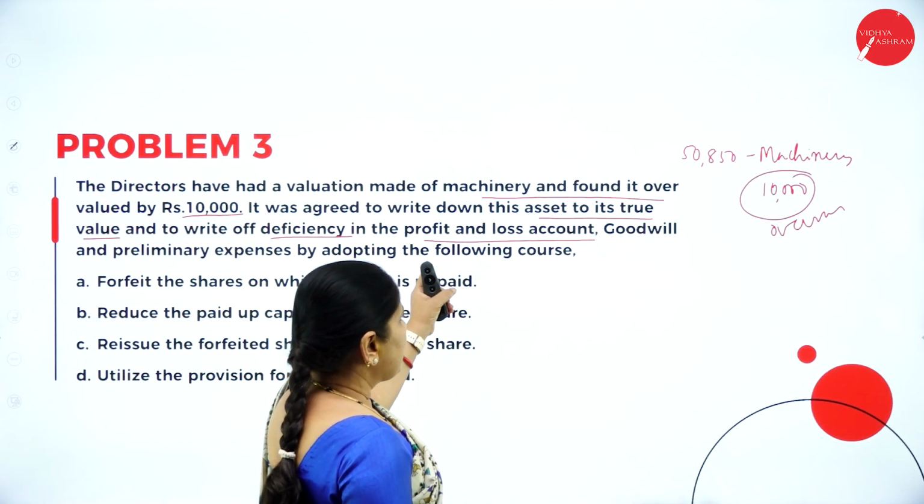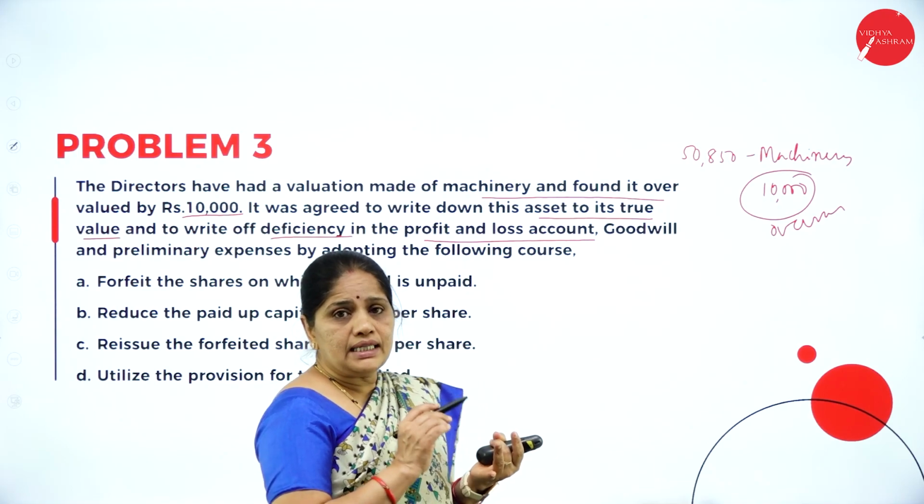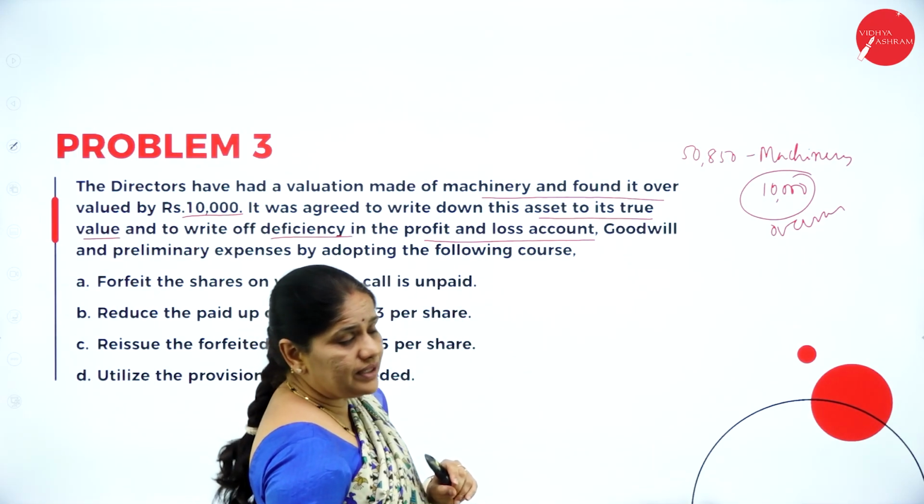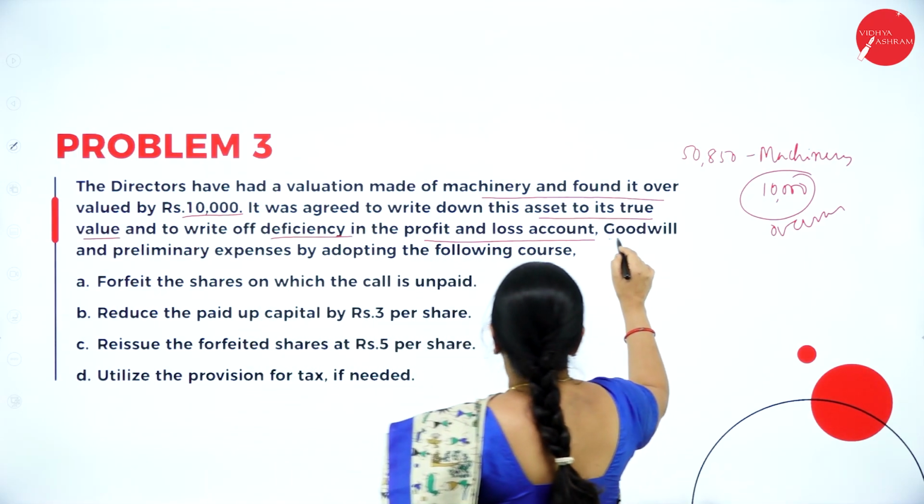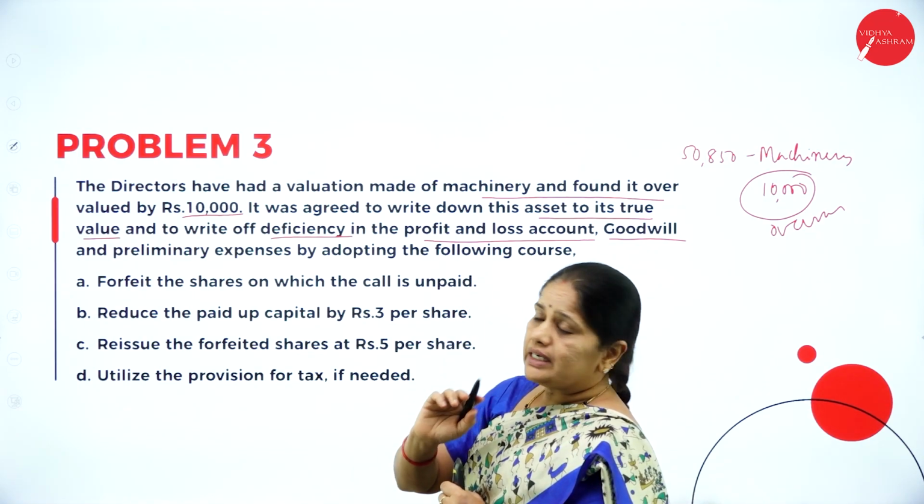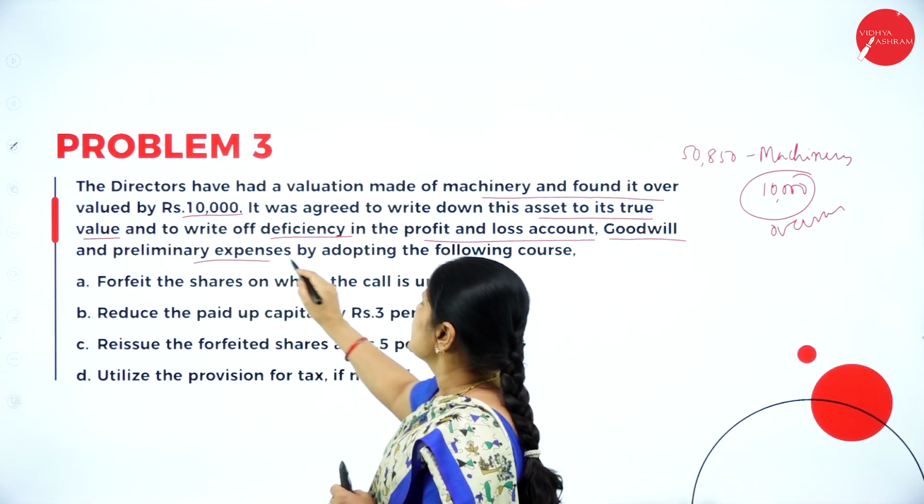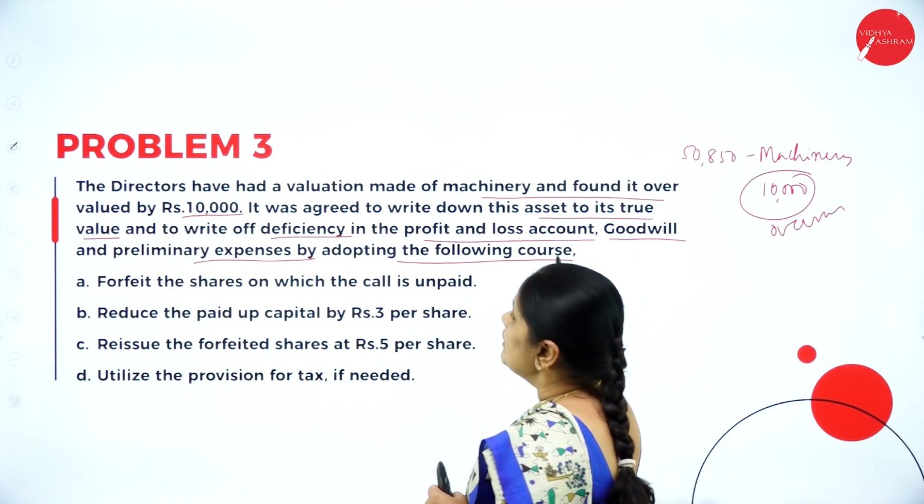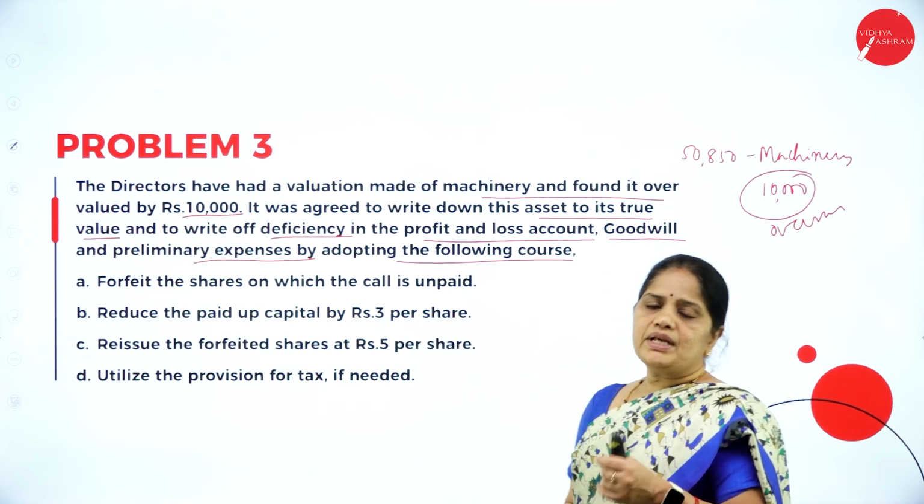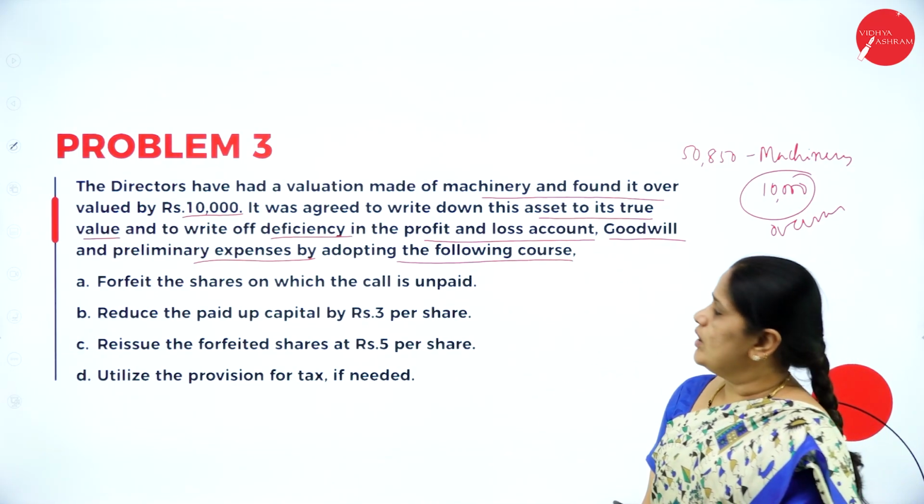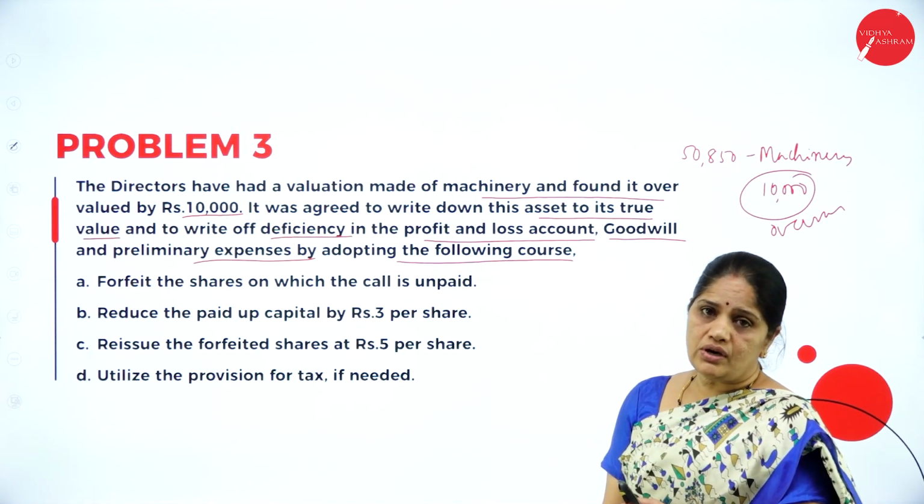So, they are writing down the machinery. They are also writing off the profit and loss account, goodwill. So, goodwill also has to be written off, and preliminary expenses by adopting the following course. So the preliminary expenses also have to be written off. So what is the course of writing off?